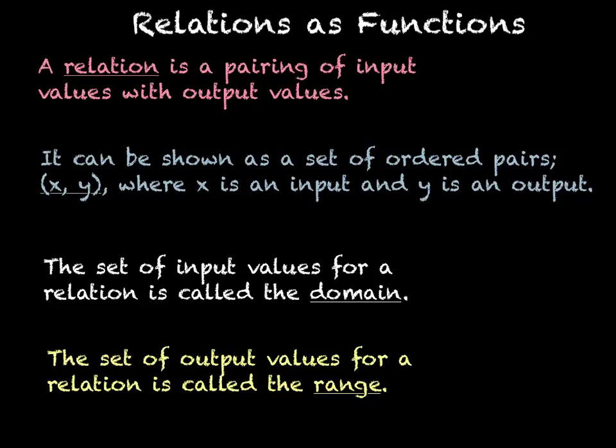Relations as functions. A relation is a pairing of input values with output values. It can be shown as a set of ordered pairs, (x, y), which is what we're used to seeing, where x is an input and y is an output. The set of input values for a relation is often referred to as the domain. So any possible x is the domain.